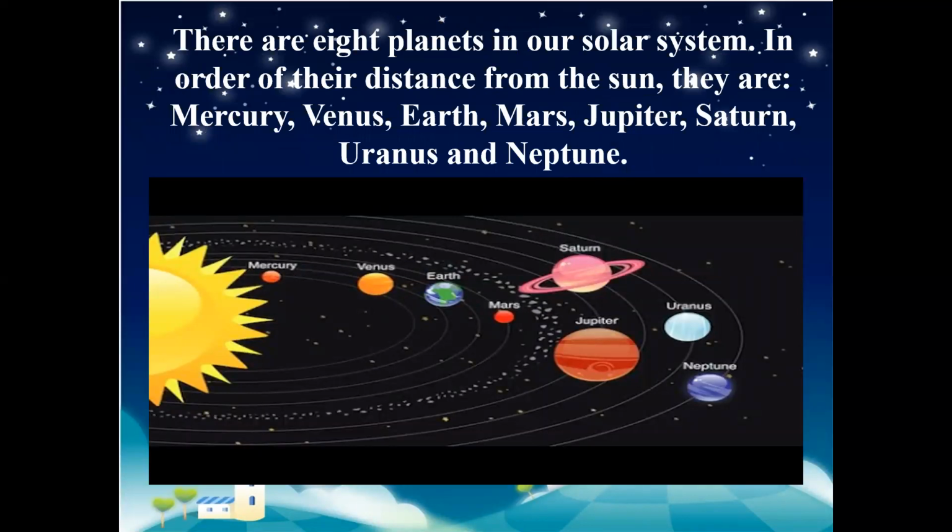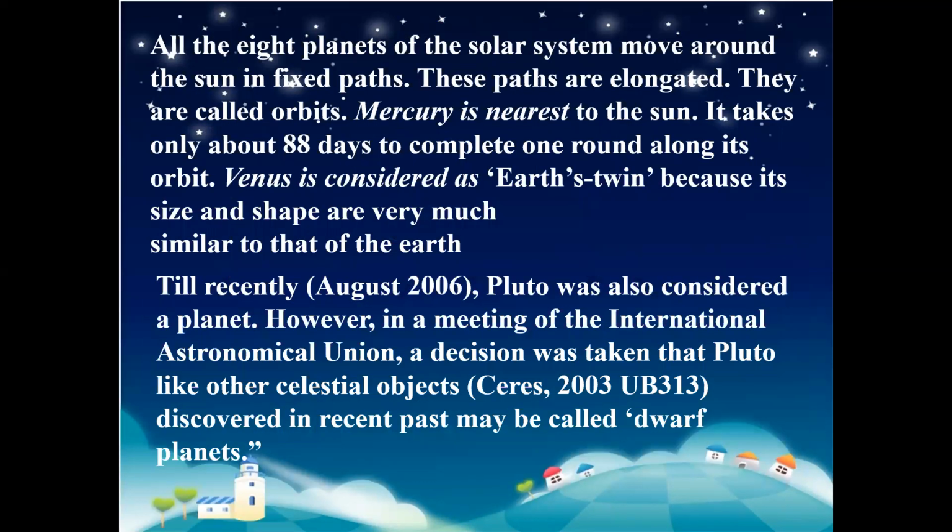There are 8 planets in the solar system. In the order of their distance from the sun, they are Mercury, Venus, Earth, Mars, Jupiter, Saturn, Uranus, and Neptune. The 8 planets in the solar system move around a fixed path. These paths are elongated and are called orbits. Mercury is the nearest planet to the sun. It takes 88 days to complete one round along its orbit. Venus is considered Earth's twin because its size and shape are very much similar to that of the Earth.